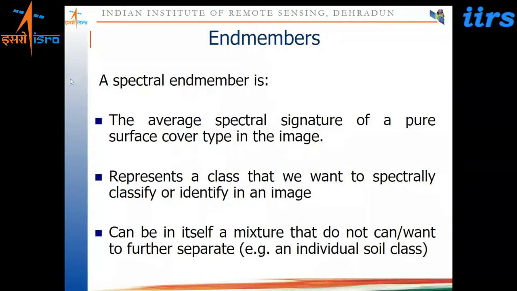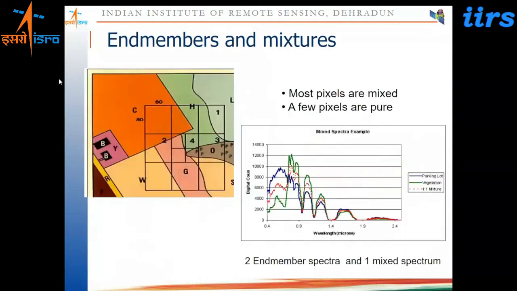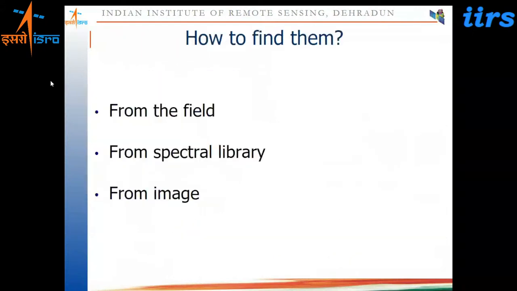So how can you give them? These end members can be collected either from the field, from the image, or from the spectral library. There are 3 main techniques from which you can extract the end members: from the field, from the spectral library, or from the image. If we are talking about the image, we will try to identify the pure pixels that belong to each and every class present in the area.